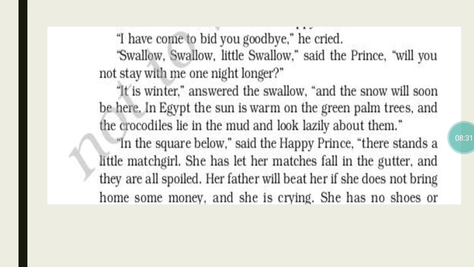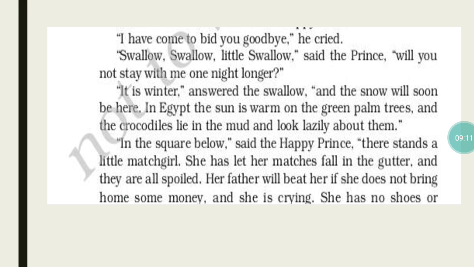"Swallow, swallow, little swallow," said the prince, "will you not stay with me one night longer?" So what's going on there, children? Once again, the Happy Prince requested the swallow to stay with him for one more night. Then the swallow answered, "It's winter and the snow will soon be here. In Egypt, the sun is warm on the green palm trees and the crocodiles lie in the mud and look lazily about them." So the swallow said to the Happy Prince that the winter season had started, and after some time it would start snowing.